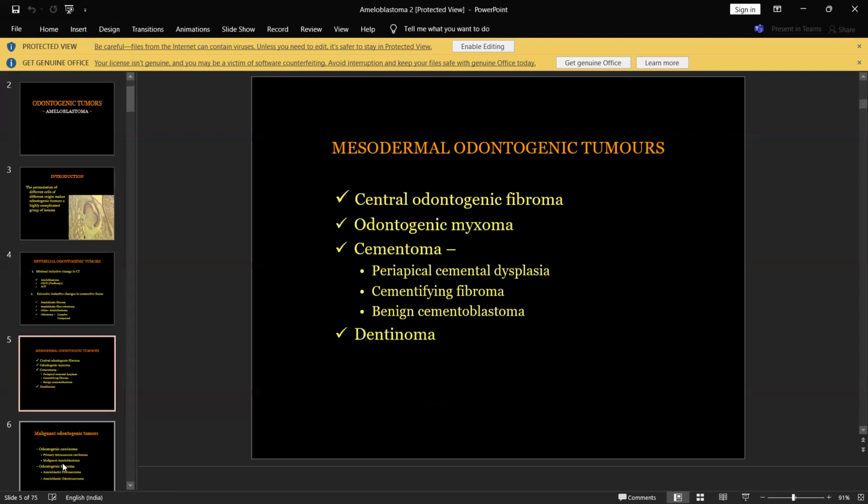Then I got mesodermal odontogenic tumors. Under mesodermal odontogenic tumors, we got central odontogenic fibroma, odontogenic myxoma, cementoma, and dentinoma. Under cementoma, we have got three varieties: periapical cemental dysplasia, cementifying fibroma, and benign cementoblastoma.